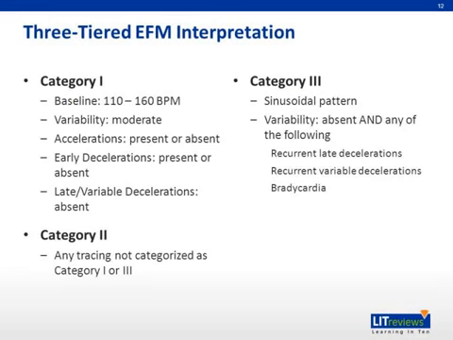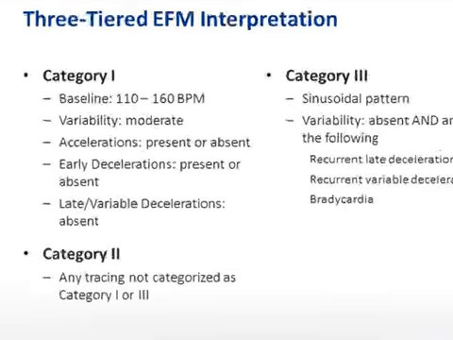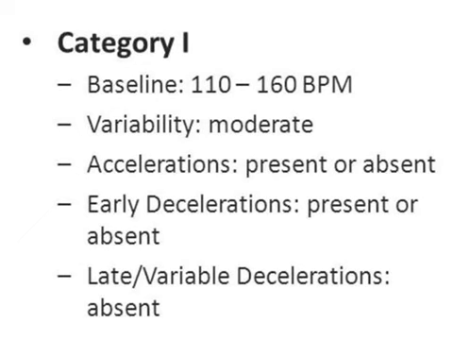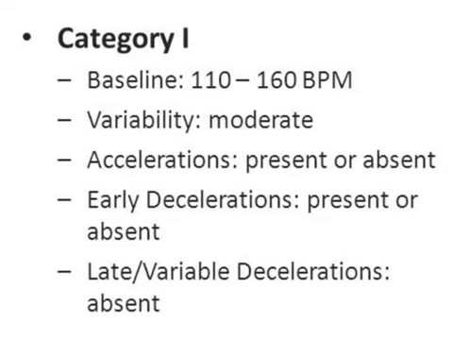Now, let's review the three-tiered EFM interpretation. Electronic fetal heart rate monitoring should be reviewed every 30 minutes in the first stage of labor and every 15 minutes in the second stage of labor. Category 1 tracings have a normal baseline of 110 to 160 beats per minute. The variability is normal or moderate. Accelerations can be present or absent. Early decelerations can be present or absent, but late and variable decelerations must be absent.